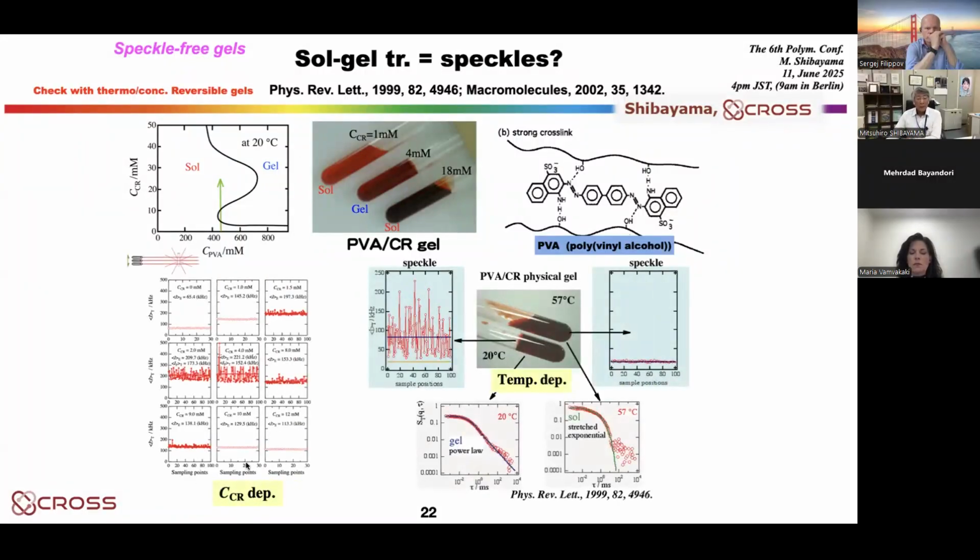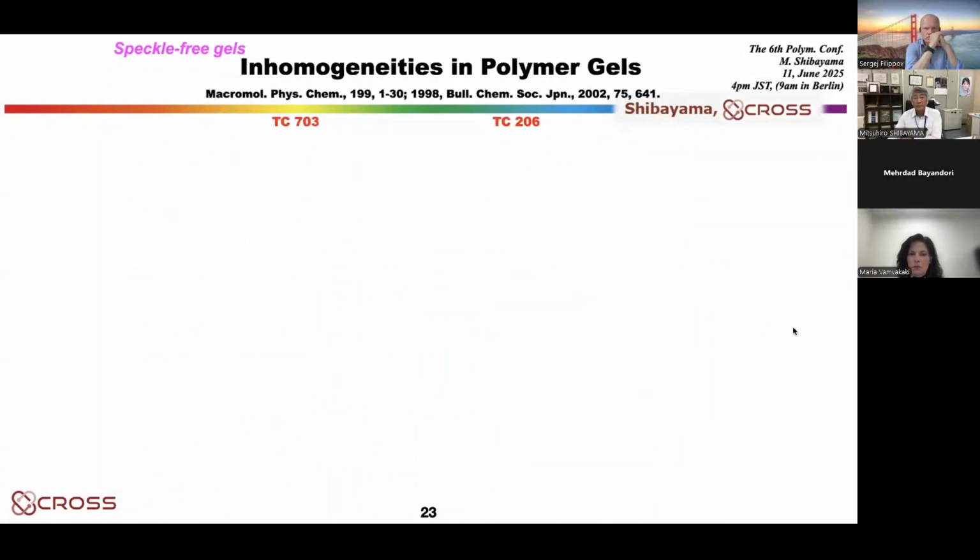Regarding the concentration dependence, you see the speckles exclusively appear in the gel state. And also for the temperature dependence, since this is a thermally reversible phenomenon, we increase the temperature and then the gel to sol transition occurs, as you see here, and vice versa. Also, in the gel state we have power law behavior, and in the sol state we have a stretched exponential. So far, the speckle is a good signal of the sol-gel transition.